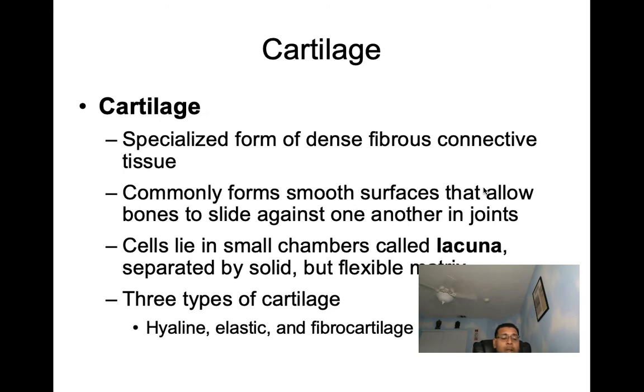Here then we've got cartilage next. Cartilage is a specialized form of dense fibrous connective tissue. It most commonly forms the smooth surfaces that allow bones to slide against each other in our joints. The cells of cartilage tissue are going to be found lying in small chambers that we call lacuna. This tissue lacks a direct blood supply, and therefore it heals very slowly.